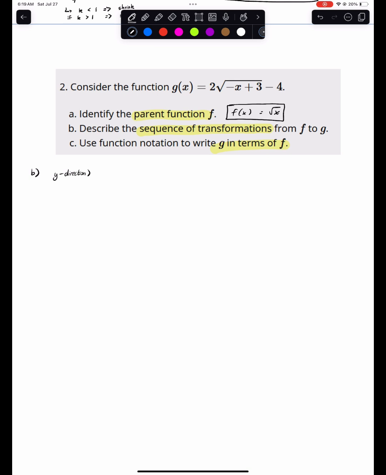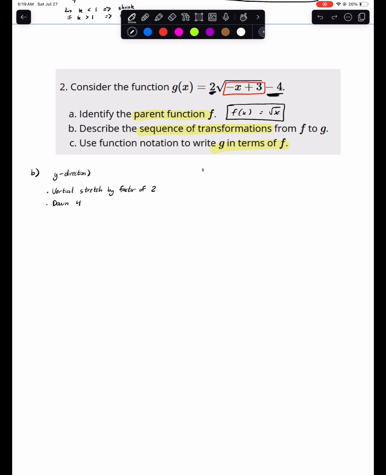For the y direction, I am first going to stretch by 2. So vertical stretch by a factor of 2. And that gives us this guy right here. And then we go down 4. And that gives us the negative 4 at the end. Now, the problem is, what do we do about this inside part, right?